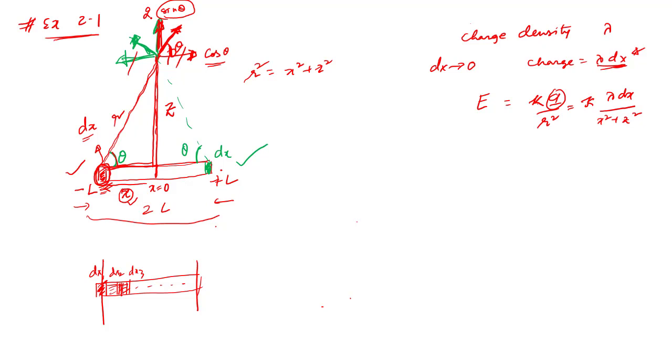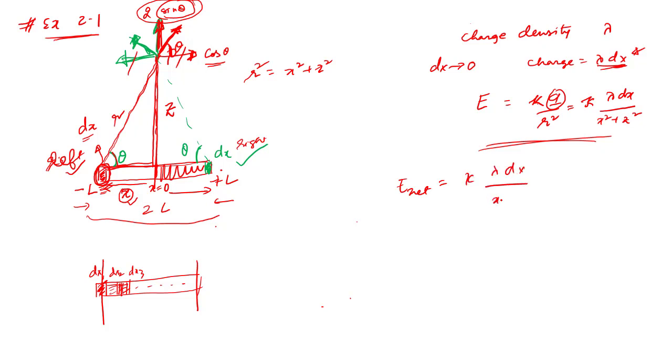And then we are going to just go from 0 to L, or minus L to 0, whichever way, because we are considering the symmetry of this, so we only need to integrate over half of it, because we are combining one element at the right end and one element at the left end. Both together give a component of this electric field that is, I'm going to call it E net, k lambda dx by x squared plus z squared times 2 sine theta. So this is adding the ones coming from the right side and the left side.